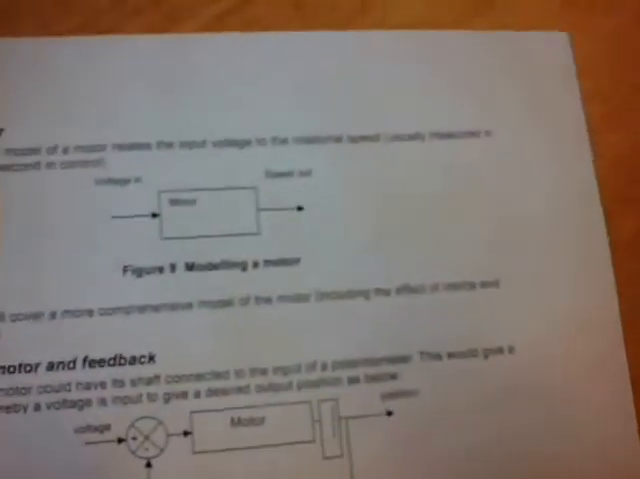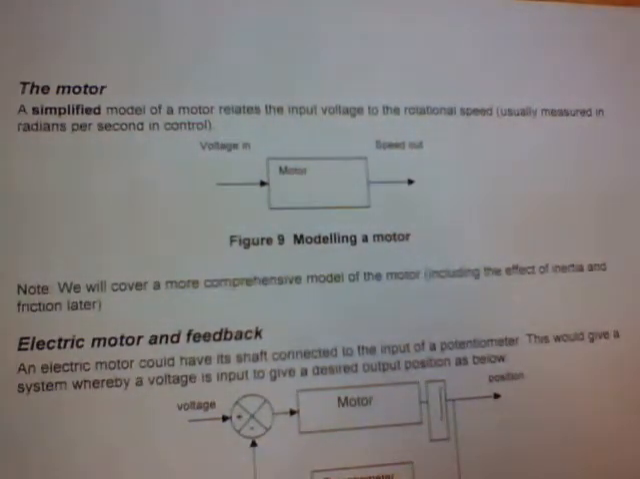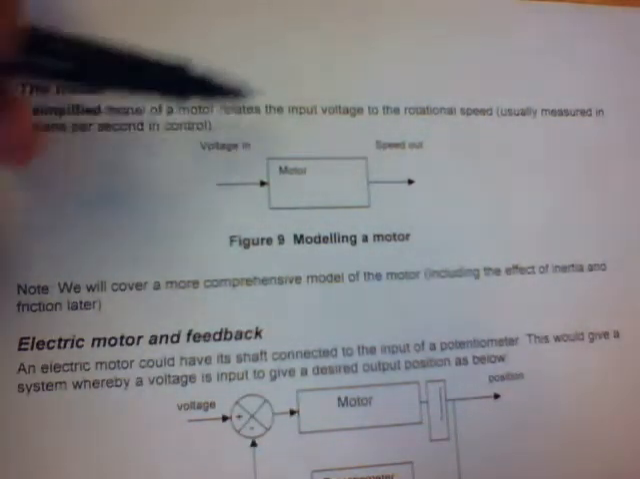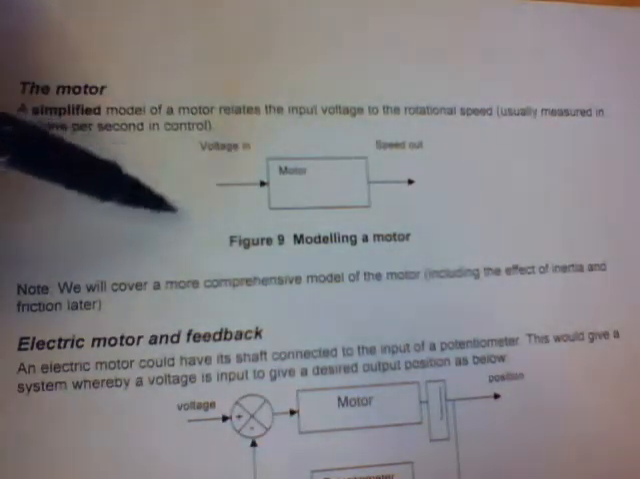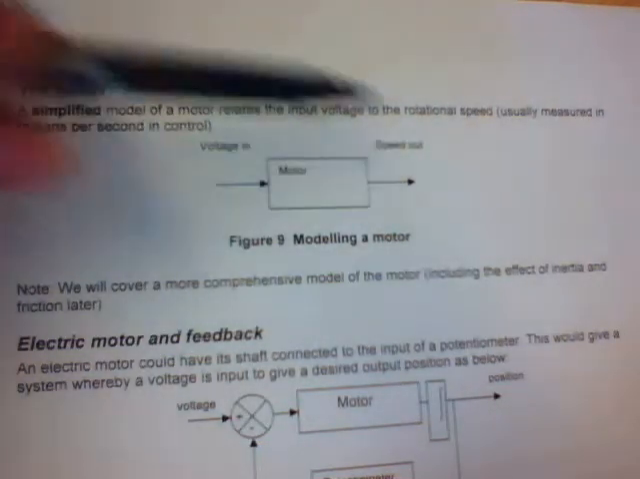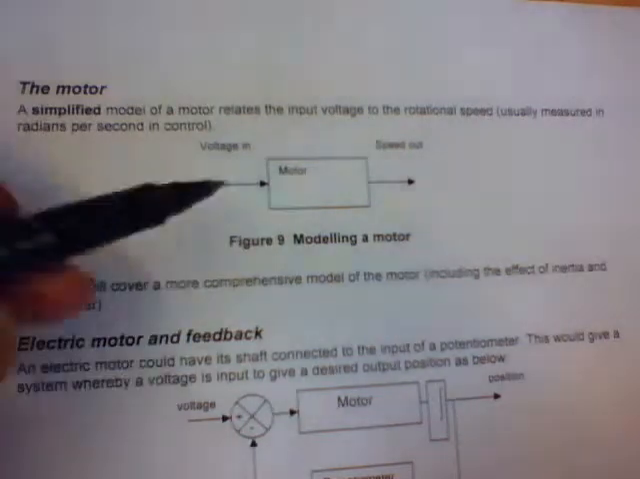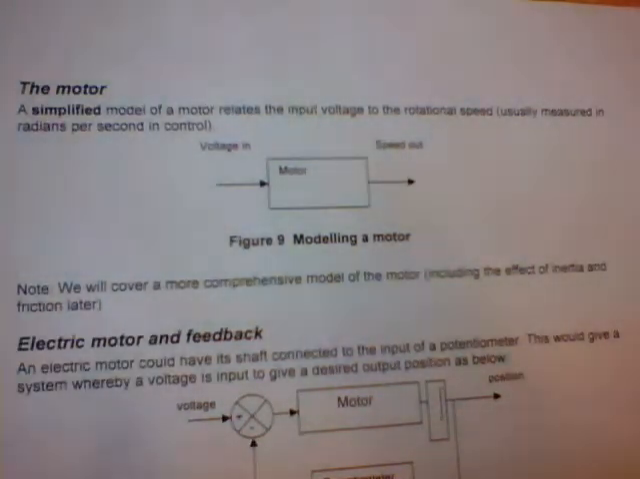Now, just looking at the motor, what we're looking at here is that there's a lag in motors, and we'll come to that a bit later on in the course. But with a motor, you've got voltage in and you've got speed out. And in control, as I mentioned previously, we measure angle in radians. Well, speed we measure in radians per second.